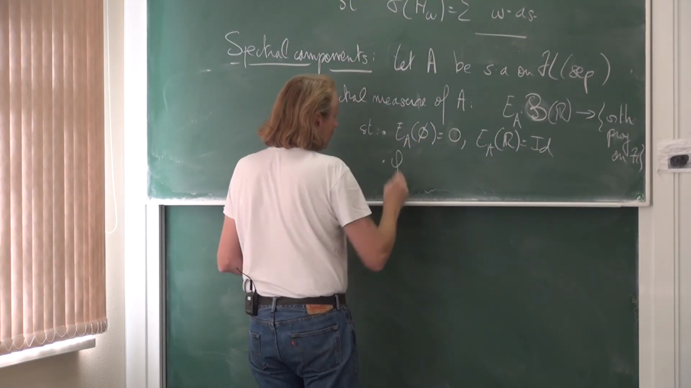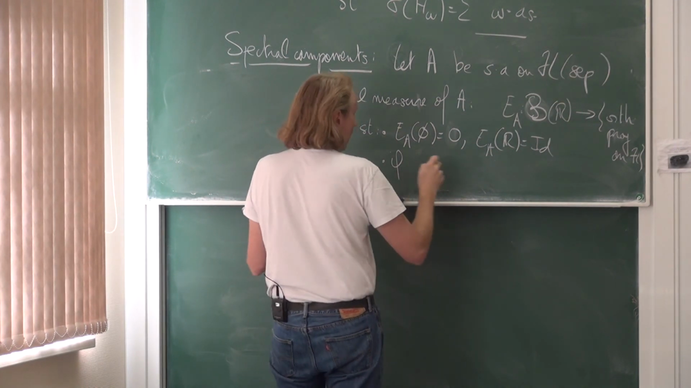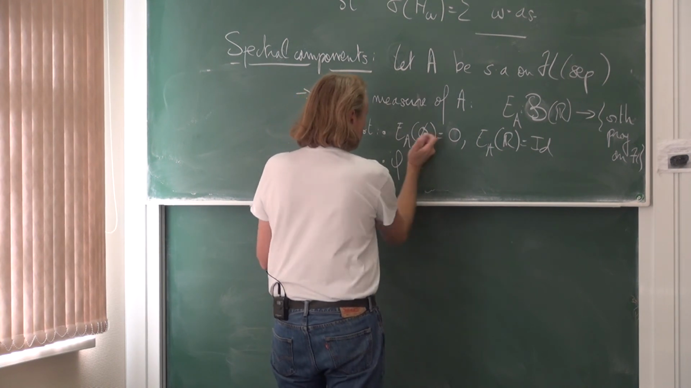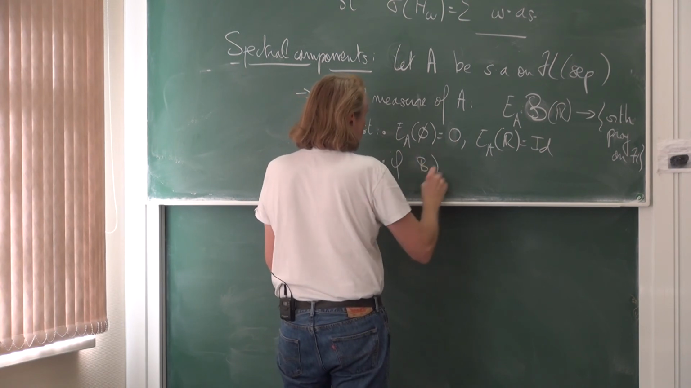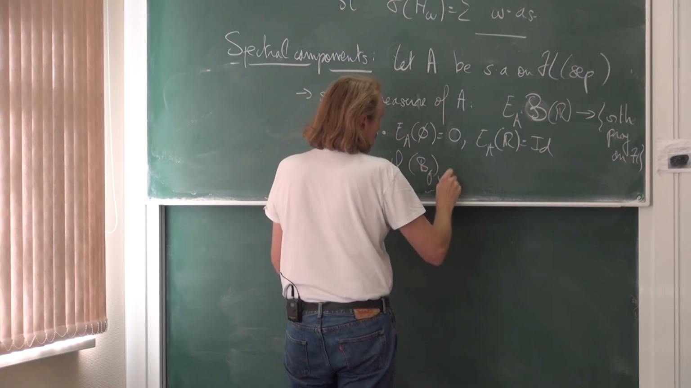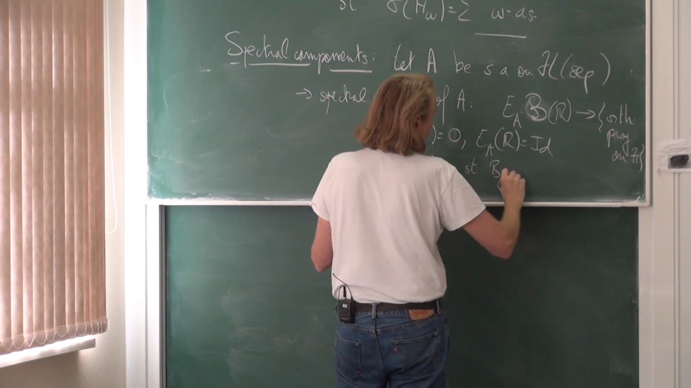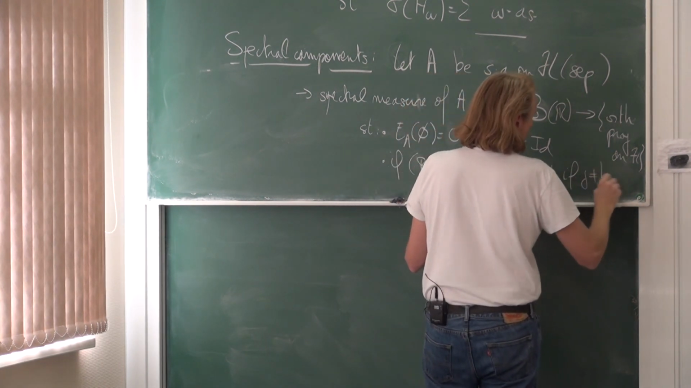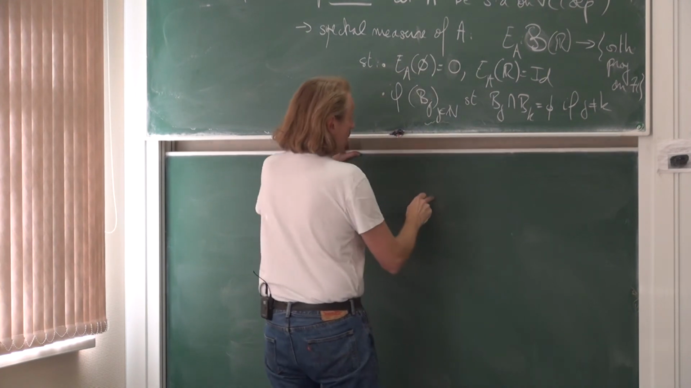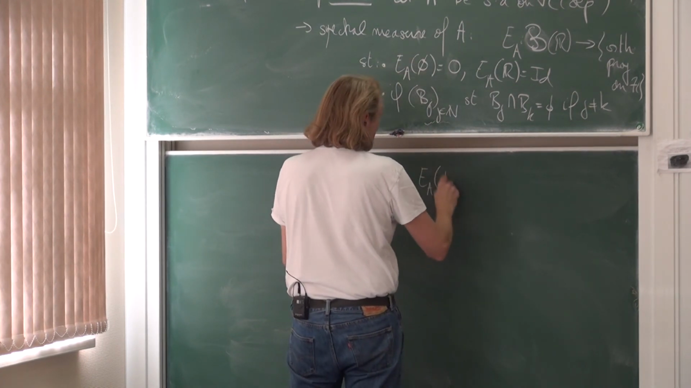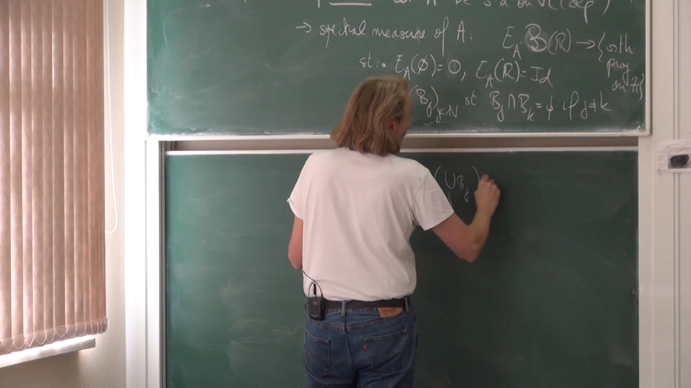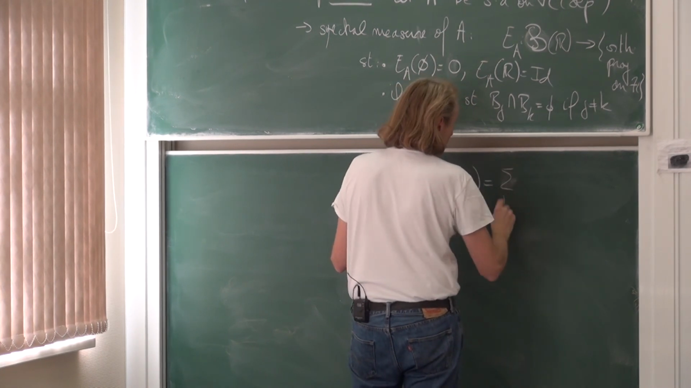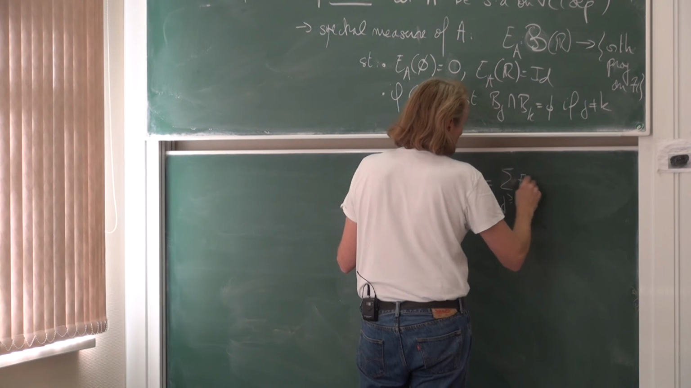Second, if you take Borelians, let's say B_1, B_2, countably many Borelians, such that they are disjoint two by two, then of course the union of these is a Borelian set, and one has that this projector is actually the sum over n of E_A(B_n).